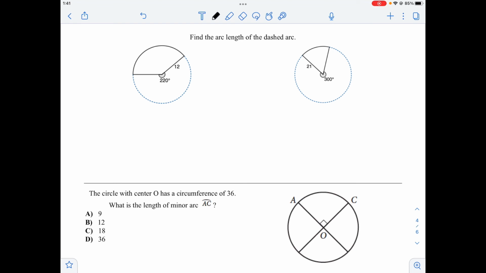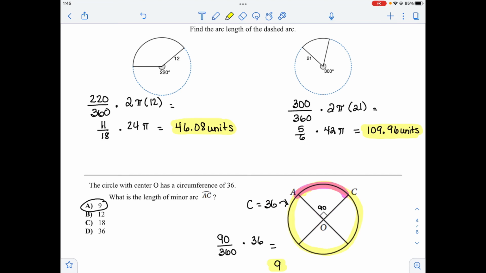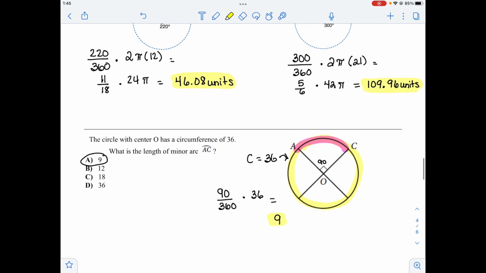Remember to use your ratio and to make sure you understand the circumference formula. Look at these three and see how you did. You should have gotten 46.08 units, 109.96 units, and then for the last one, you're given the circumference. You know the central angle, and you're trying to find the arc AC. So your total amount for AC would be 9.